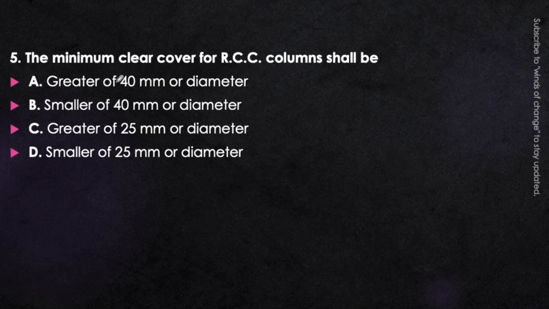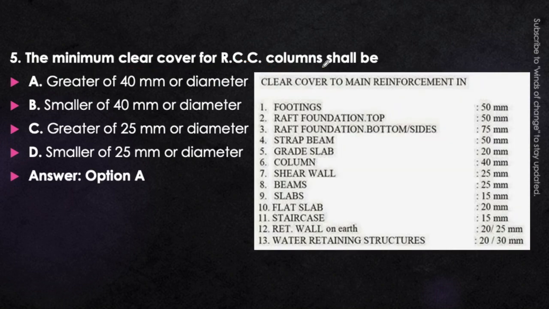Next question. The minimum clear cover of RCC column shall be greater of 40 mm or diameter, smaller of 40 mm or diameter, greater of 25 mm or diameter, or smaller of 25 mm or diameter. We are talking about the minimum clear cover, not the effective cover. In case of the clear cover, we have to memorize one thing here, that it has to be greater of the 40 mm or the diameter. Okay, option A will be the correct answer.